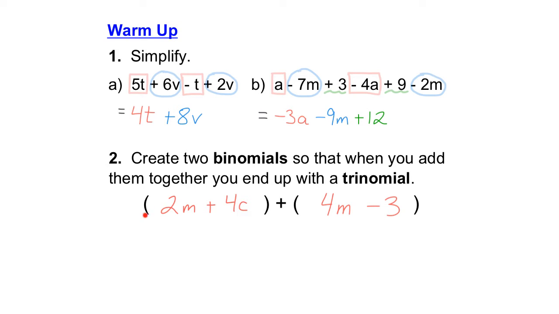Now I've shown you just an example that I came up with of two binomials that when you add them together you get a trinomial. So remember, a binomial means you have two terms. So there's two terms in this binomial, there's two terms in this binomial. When you add them together you end up with a trinomial because the only like terms are the terms with an m in them. So I can add those together to get 6m, but the other terms can't be added together. So they're left alone. I'm left with a trinomial, an expression with three terms.